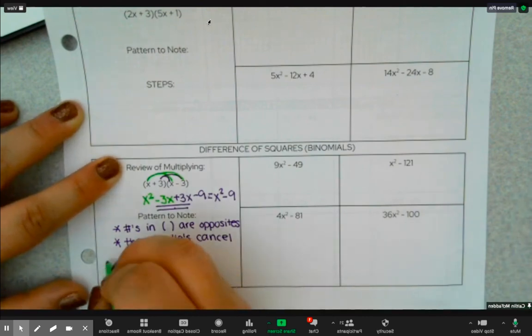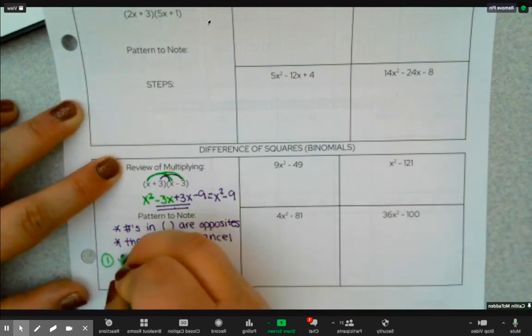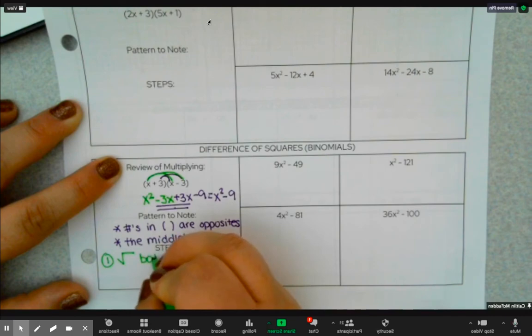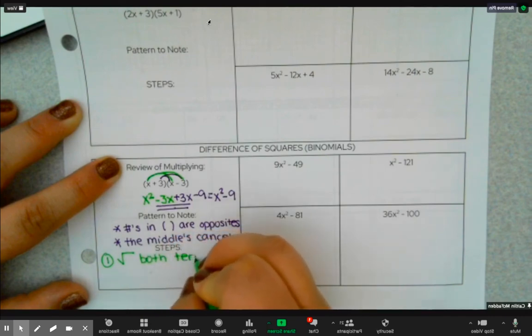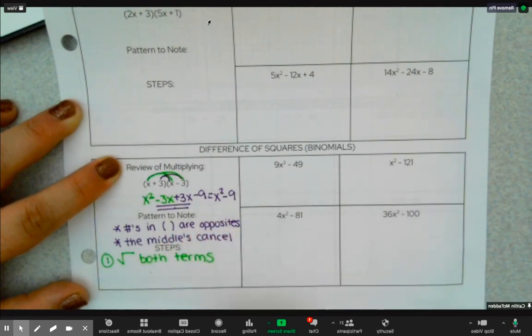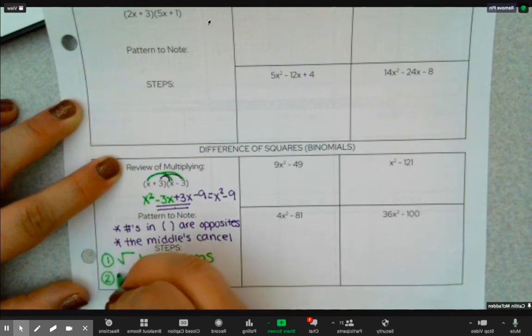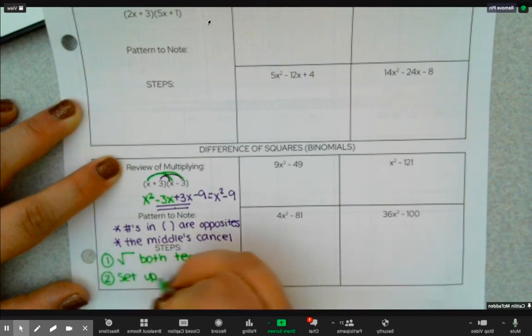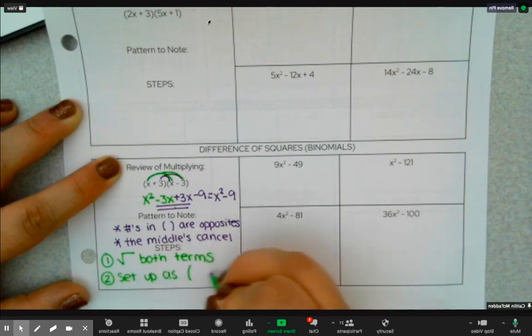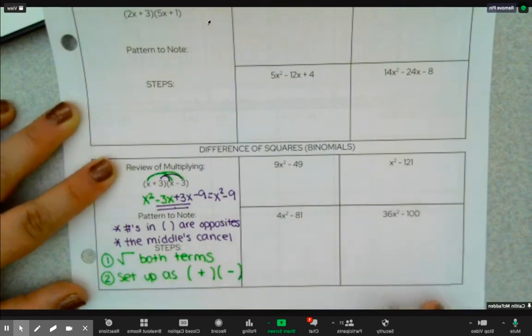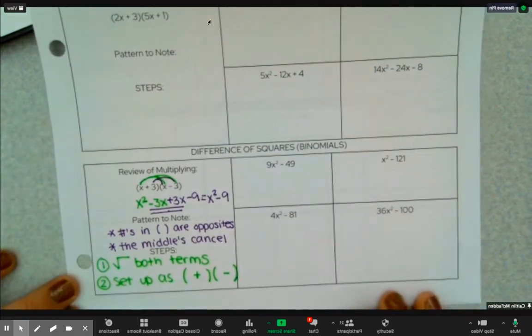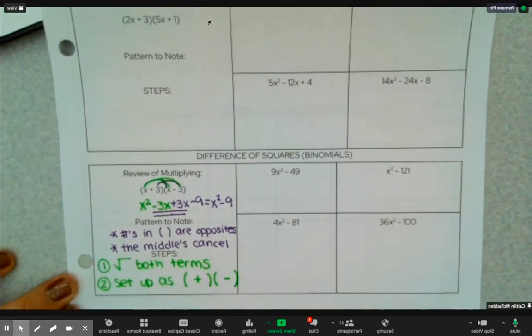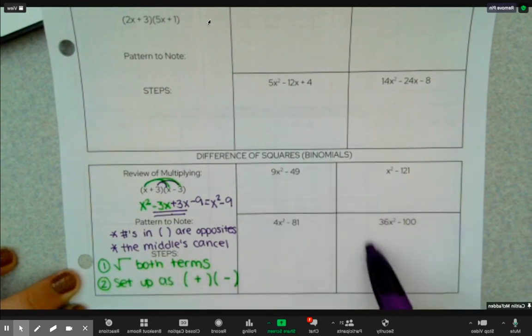So what we're going to do is square root both terms. And then we're going to set it up as one with a plus and one with a minus. This is going to make more sense once I do my first problem in a second. If you're like, what is she even talking about? Give it a second, because this is going to be more of just a reminder once you see some of these.